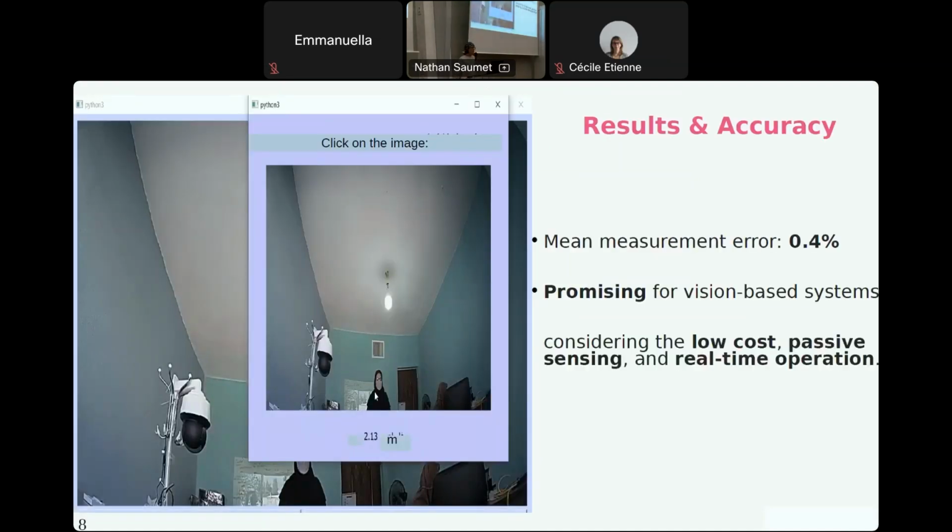As a result, the mean measurement error was 0.4%. This accuracy is promising for vision-based systems, which consider low cost, passive sensing, and real time, which is very important. Here in the image, you can see me wearing a mask because it was during the pandemic. If you click on the image, you can find the distance, which is written here in meters.